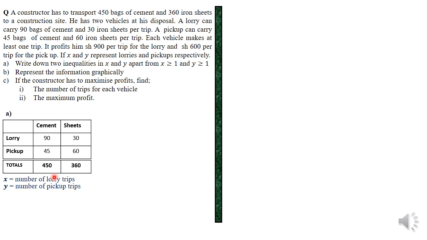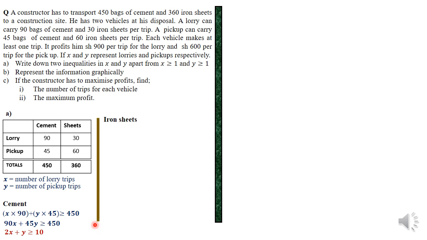We're going to let X be the number of lorry trips and Y the number of pickup trips. Regarding the cement to be carried, we can write it this way: X times 90. The reason is we have X trips by the lorry, each carrying 90, and Y trips by the pickup, each carrying 45, which should exhaust the total amount of cement to be carried, which is 450 bags. This simplifies to the inequality 2x plus y is greater than or equal to 10.